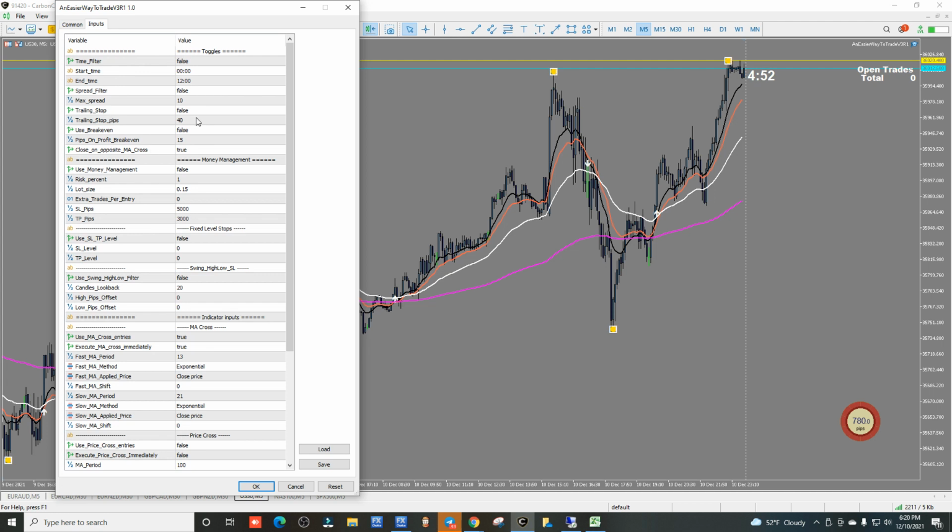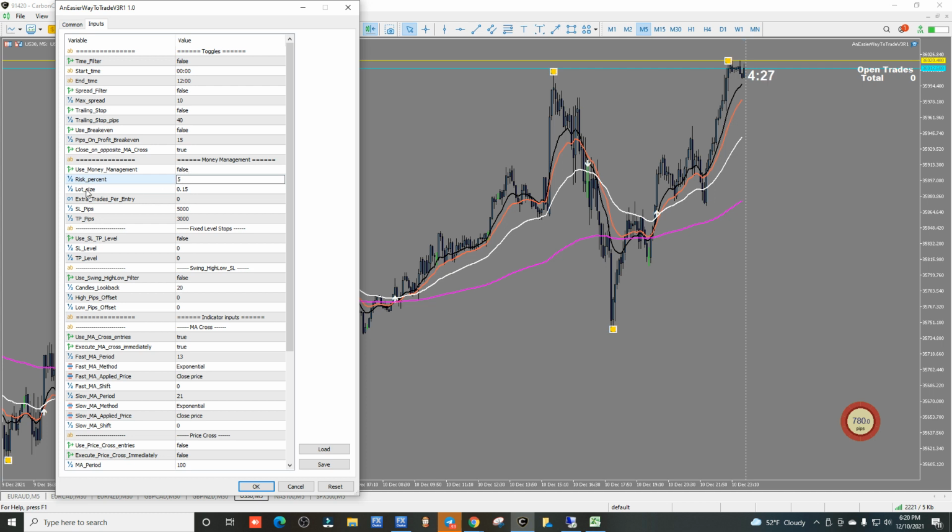You have a time filter, which means you can tell it when to trade and when not to trade. I don't really use the spread filter, but the spread filter tells you if the spread goes over a certain number, it won't take the trade. Trailing stop like this, a money management system where risk percentage, or you can tell it to risk 1% or 5% or whatever you want. I leave it on false. I don't use the money management.